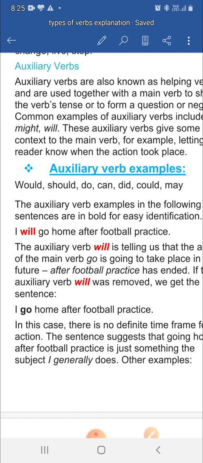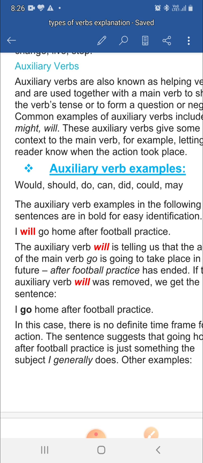Let us see the first sentence. I will go home after football practice. Now here you know that going is an action and it is a verb, but here will is also given along with go. So here will is a verb, and that is what kind of verb? It is an auxiliary verb because it shows the time when the person will go home. So going, but when? In the later period of time when the practice gets over.